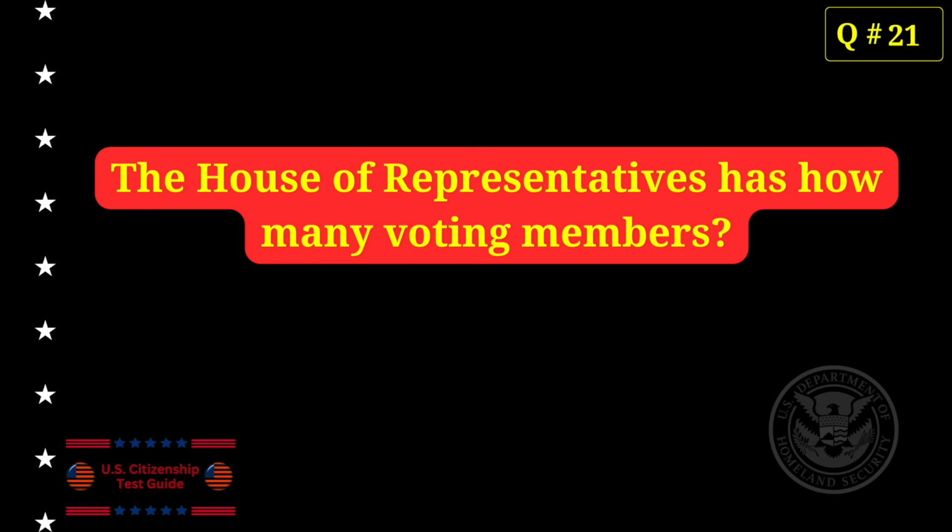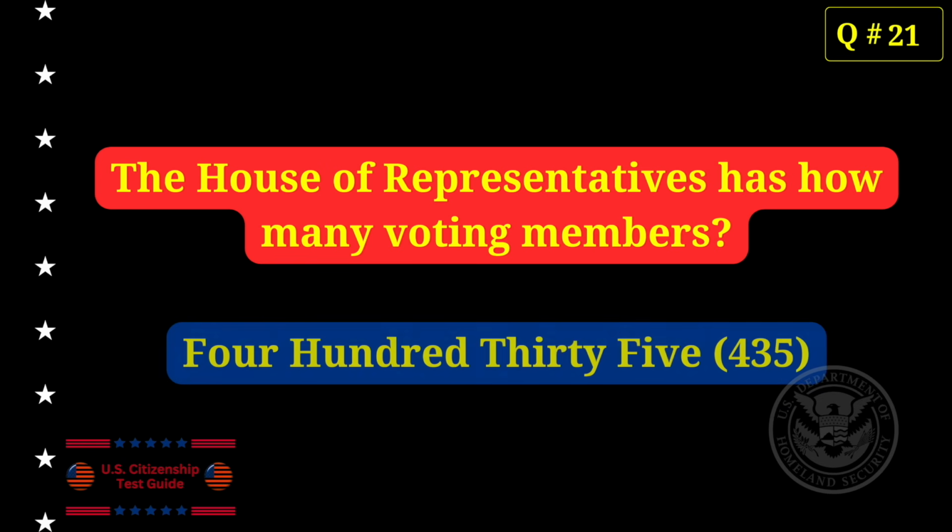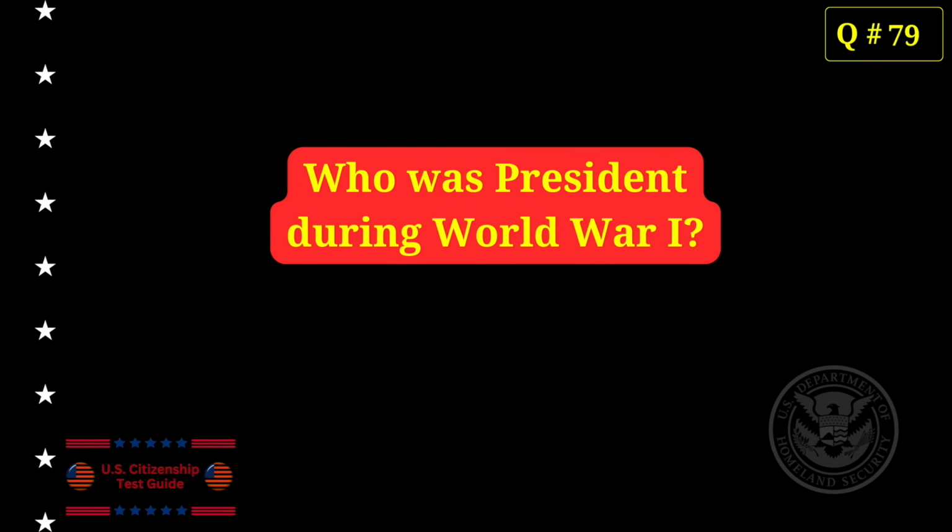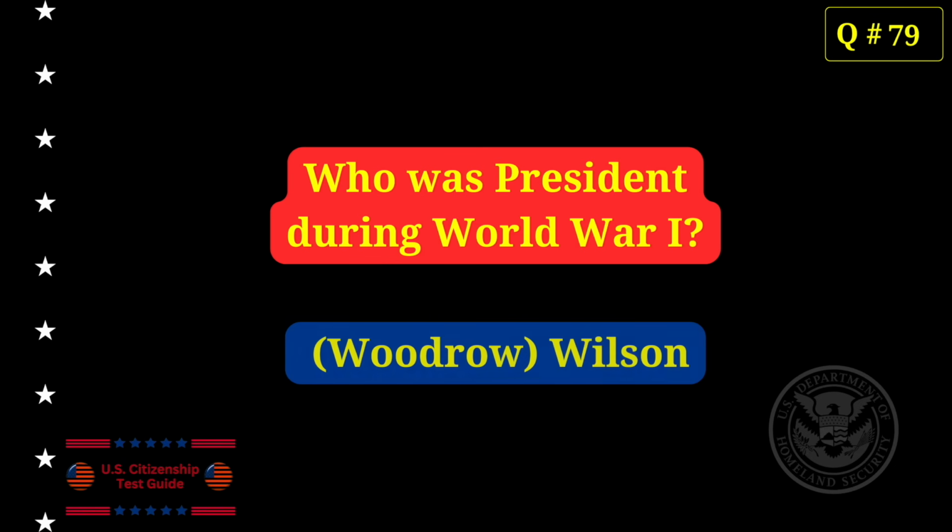The House of Representatives has how many voting members? 435. Who was president during World War I? Woodrow Wilson.